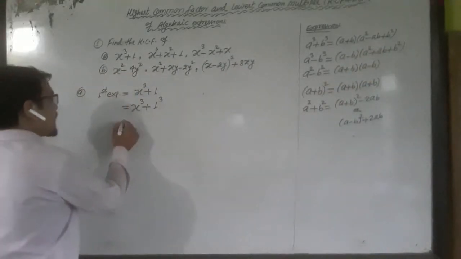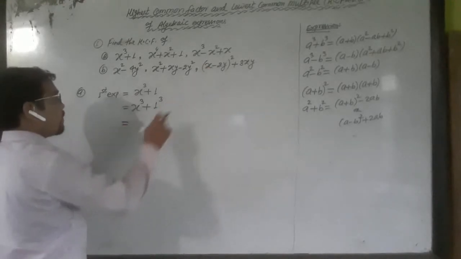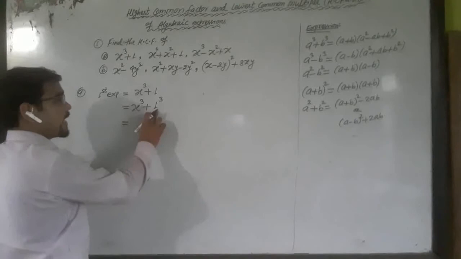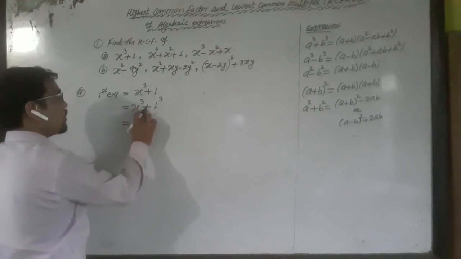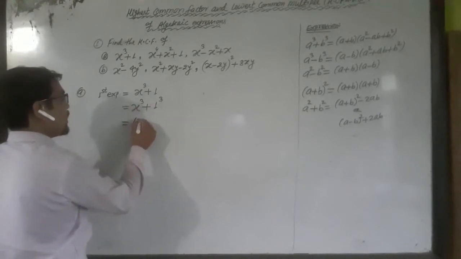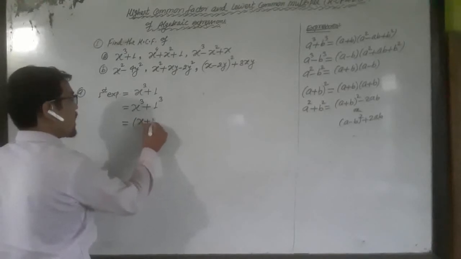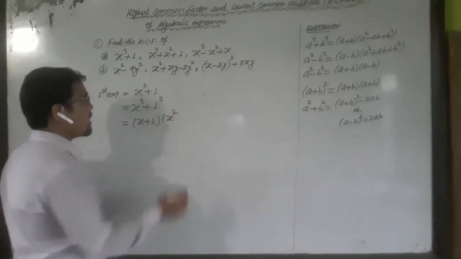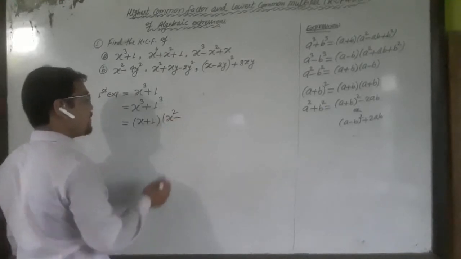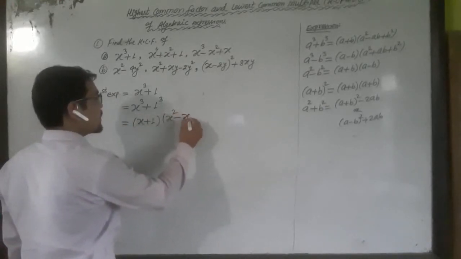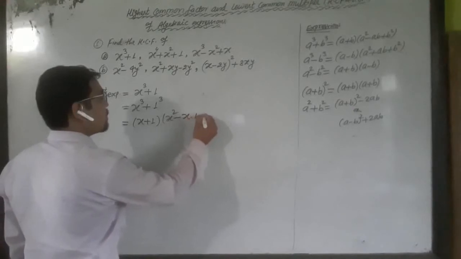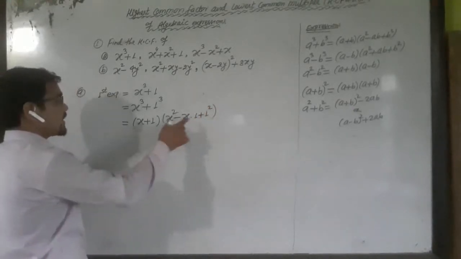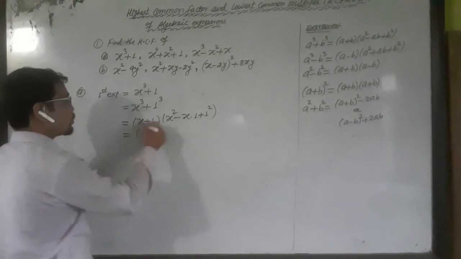So everybody, let's write this. Apply the formula of a cube plus b cube. This is considered as a and this one you can consider as b. So a cube plus b cube is equal to a plus b, that is x plus 1. Now a square means x square, minus ab, here x into b is 1, plus b square is 1 square. So everybody, if you understand, then directly you can write here. I am showing in detail.